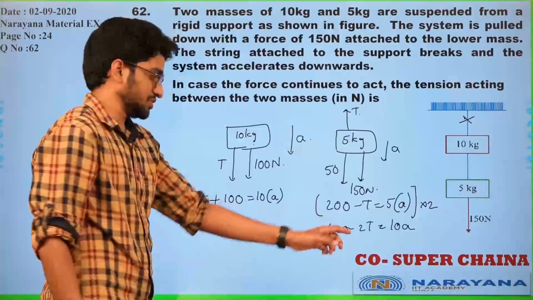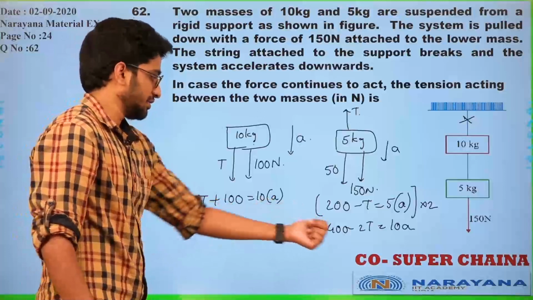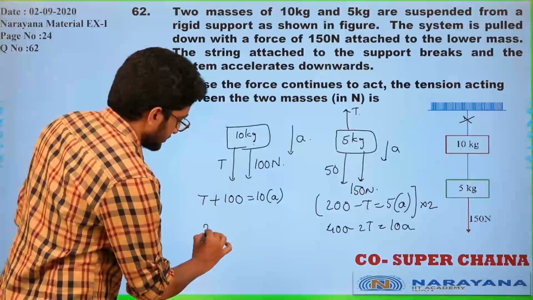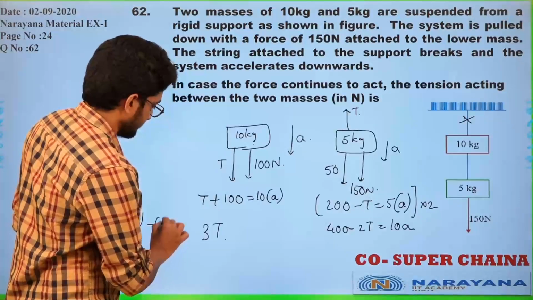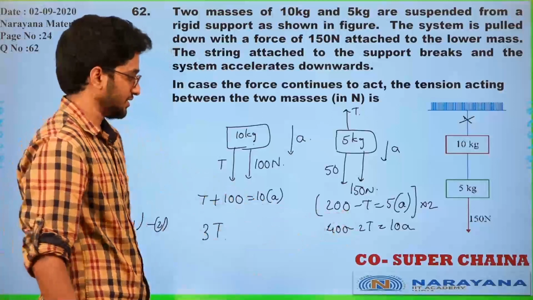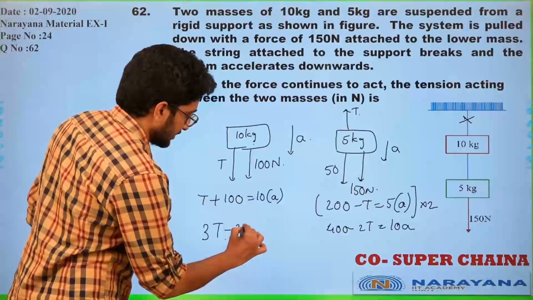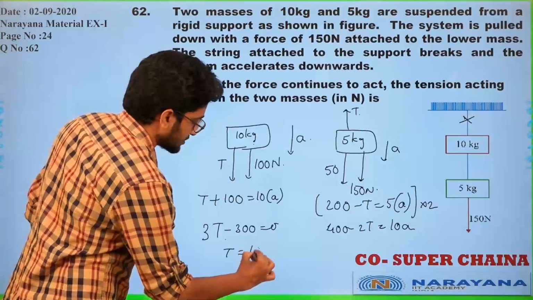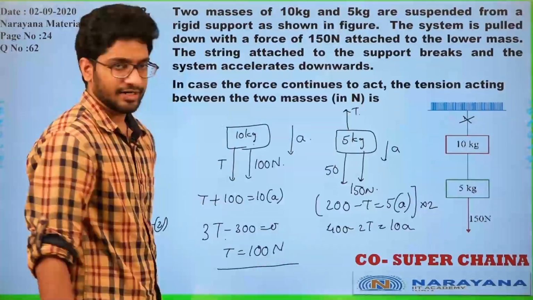Now I subtract these two equations. So what do I get? T plus 100, so 100 minus 400 on one side, and T minus of minus 2T. If I subtract these two equations, first minus second, this is the first equation and this is the second equation, T minus of minus 2T is 3T, plus 100 minus 400, minus 300, is 0. Which means tension is 100 newtons. So the tension between them is 100 newtons.